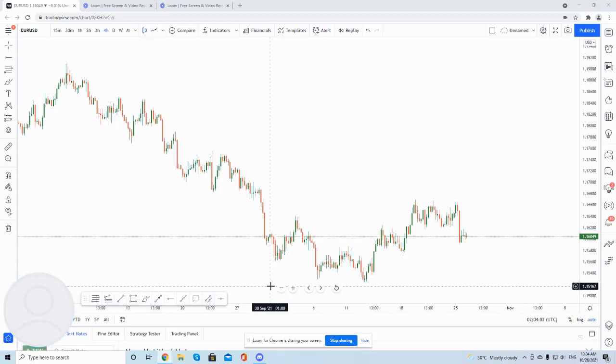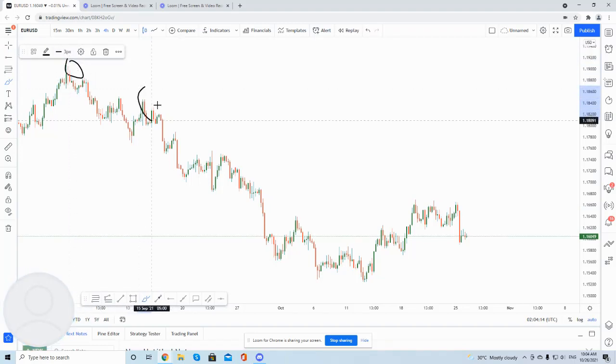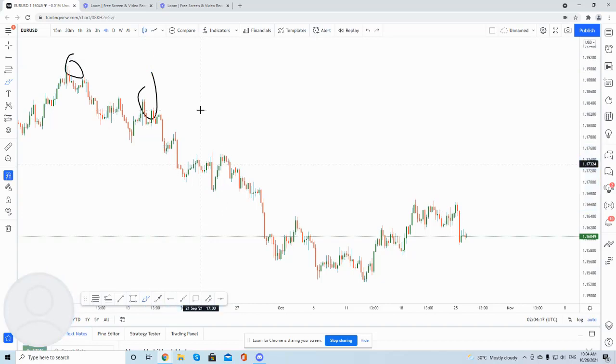So for today, we'll be taking a look at EURUSD. Before we do a thorough analysis, what I always want to do is determine the market structure. So what has EURUSD been doing? EURUSD has been on a downtrend for quite some time. You can see that it's producing lower highs and lower lows, so it's a clear downtrend.